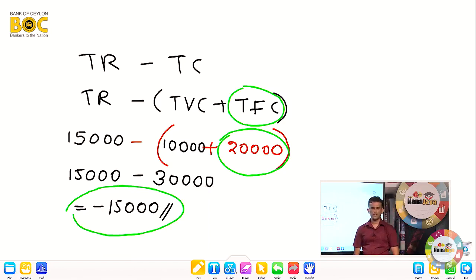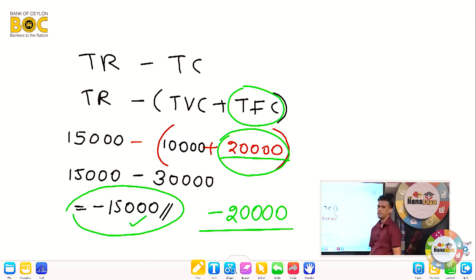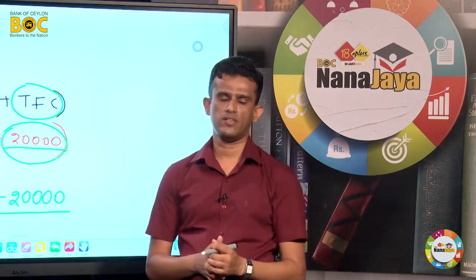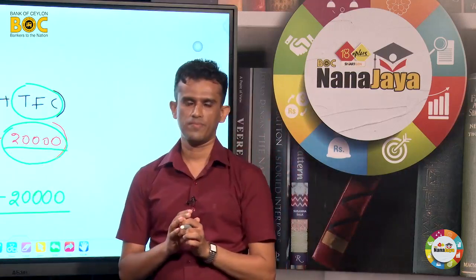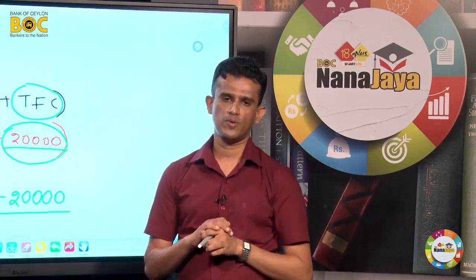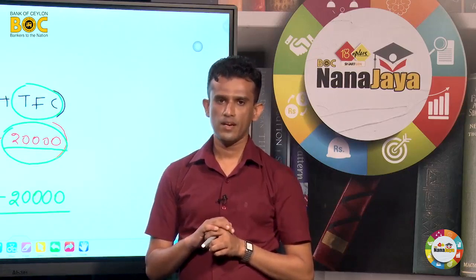But you must understand, if they did not produce, as we already discussed, they will face a loss of rupees 20,000. But by carrying out the production, they can maintain the loss at how much? 15,000. They are at a loss, but the loss incurred by carrying out the production is less than the loss they would incur at zero output. So therefore they should produce, right?